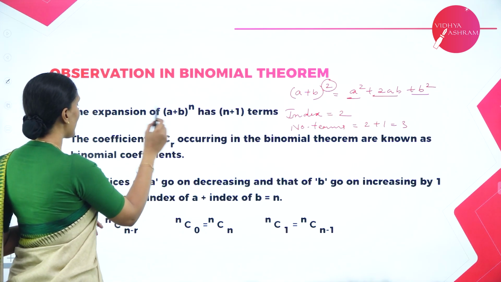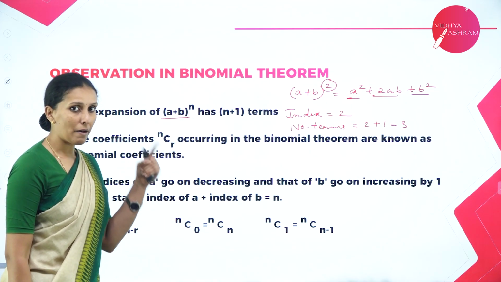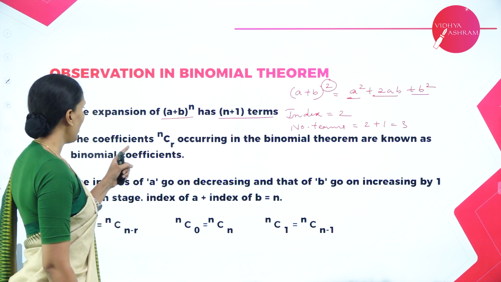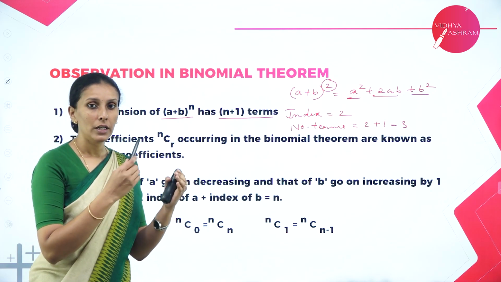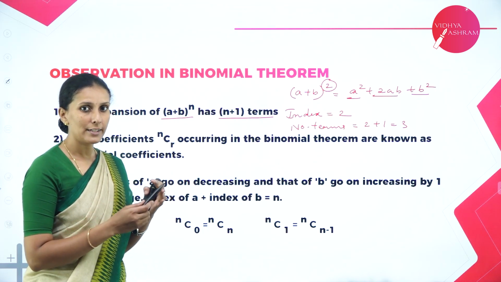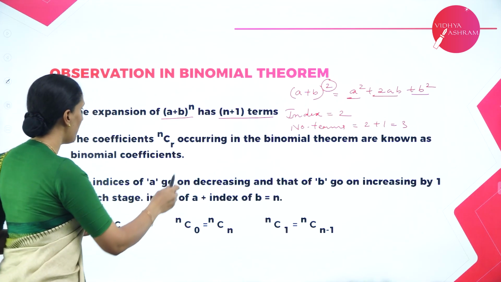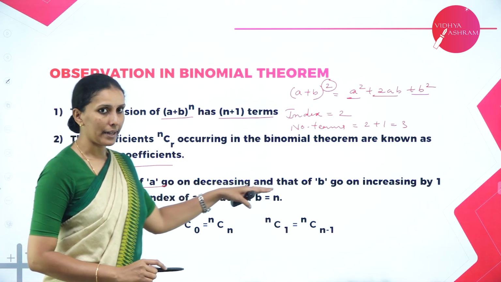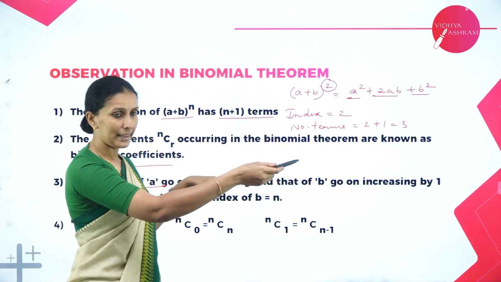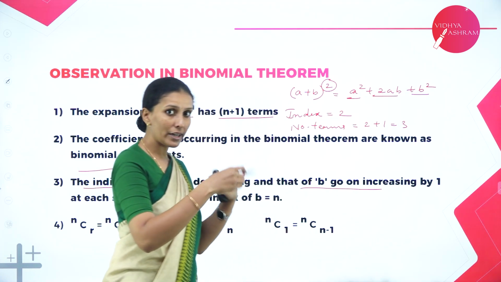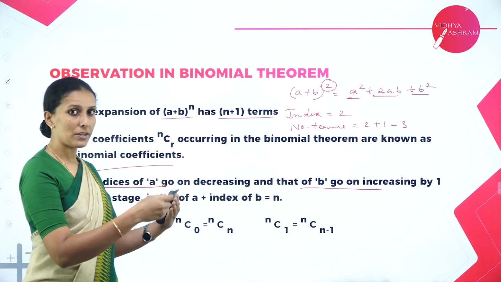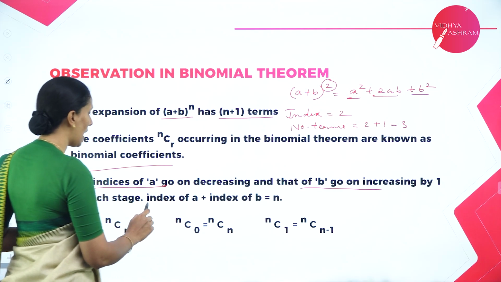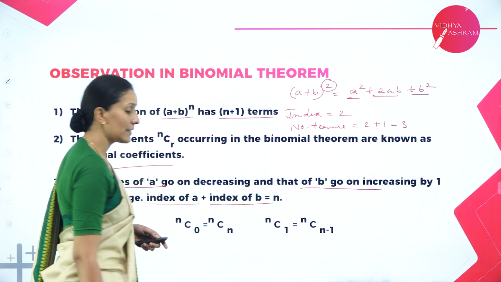So therefore, in the expansion of (a plus b) whole power n, if the power is n, then the number of terms in the expansion is n plus 1. Next, the coefficients nCr. I already told you the coefficients nC0, nC1, nC2 until nCn are called binomial coefficients. And also the indices of a go on decreasing, that means the power of a goes on decreasing until the last term, and the power of b goes on increasing by 1 each time: b, b square, b cube, b power 4, until b power n in the last term.